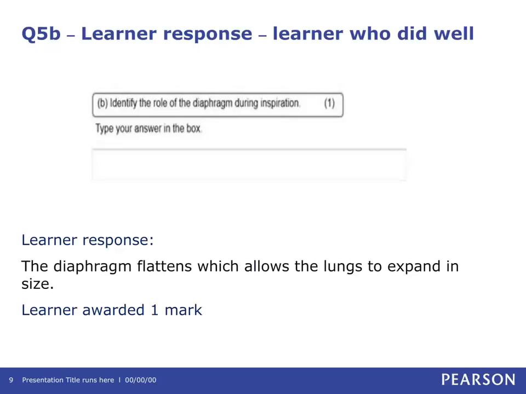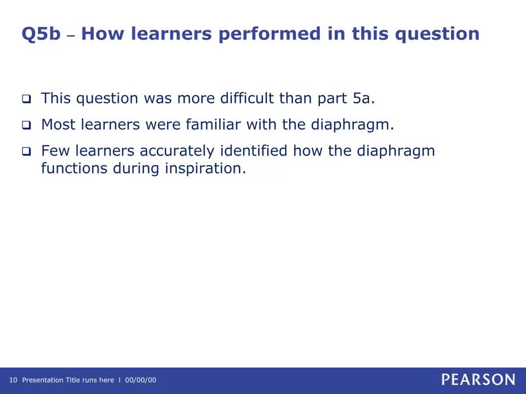Question 5b. Learners did well in this question and identified the diaphragm straightens, flattens, contracts, moves downwards, to allow air, oxygen, to flow into the lungs, or to decrease air pressure in the lungs, or produces a vacuum effect to suck air into the lungs. This slide shows a summary of how learners performed on this question.